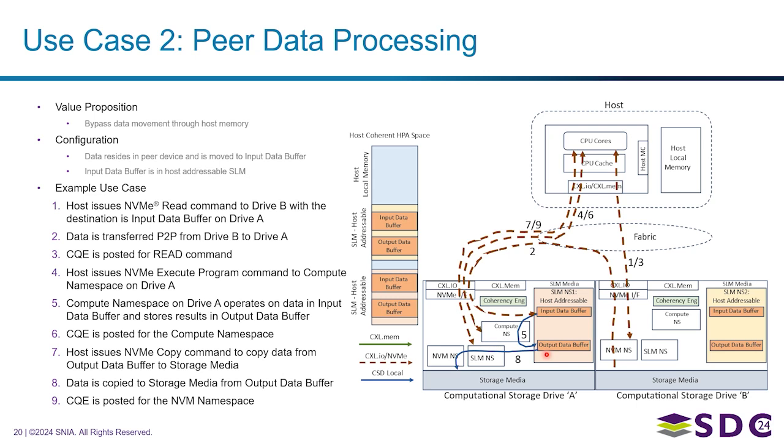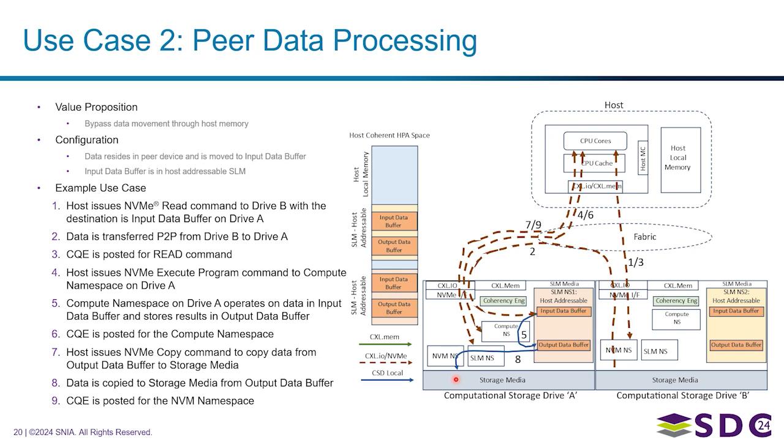In step 7, the host issues an NVMe copy command to copy the data from the output data buffer to the storage media. So here's our copy command coming in, and it comes into our device. We copy it over from the output data buffer in step 8 to our NVMe namespace, and then a completion queue entry is posted.